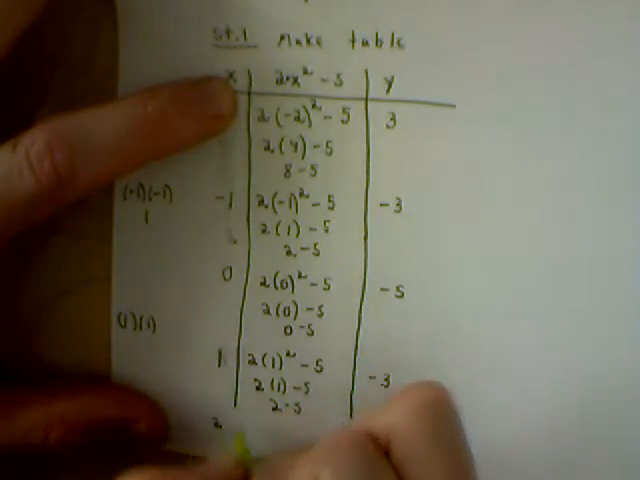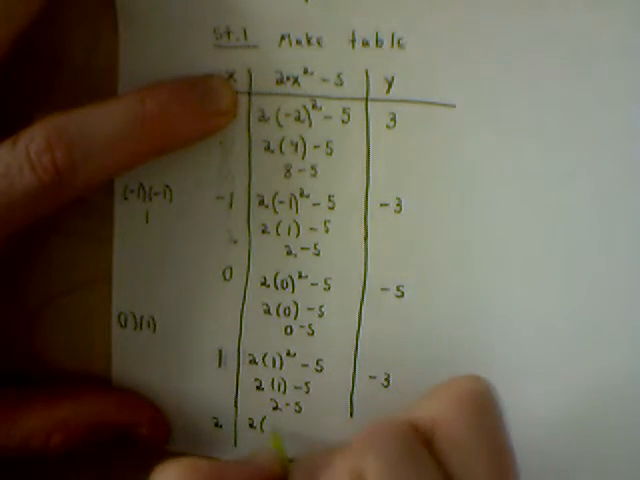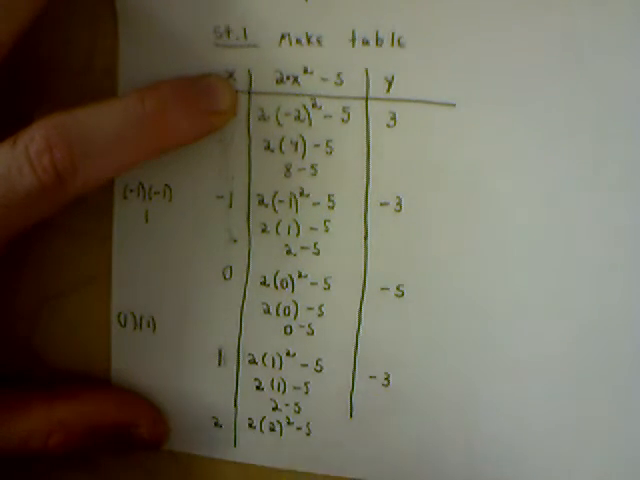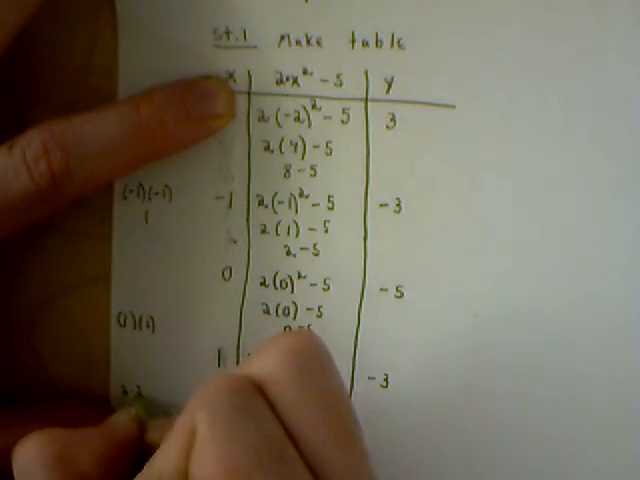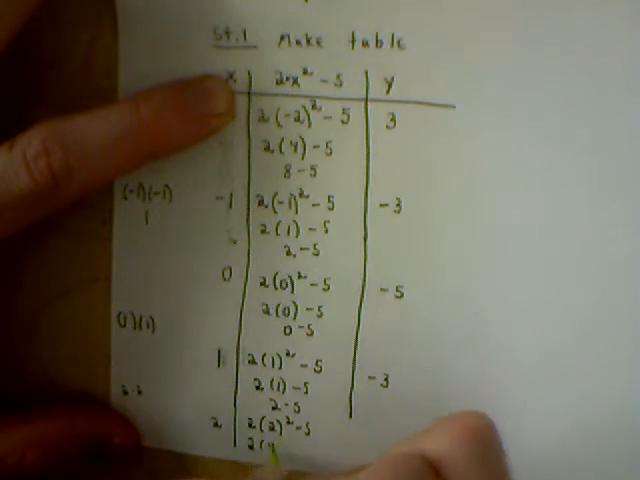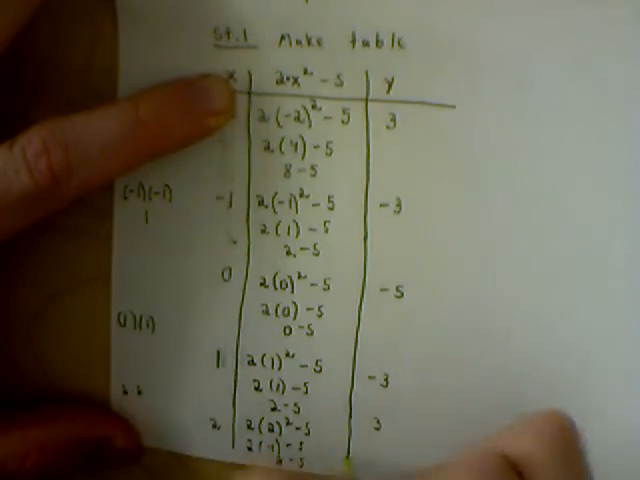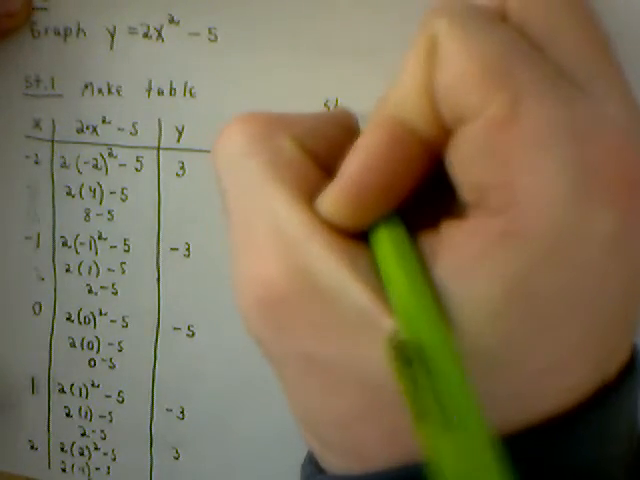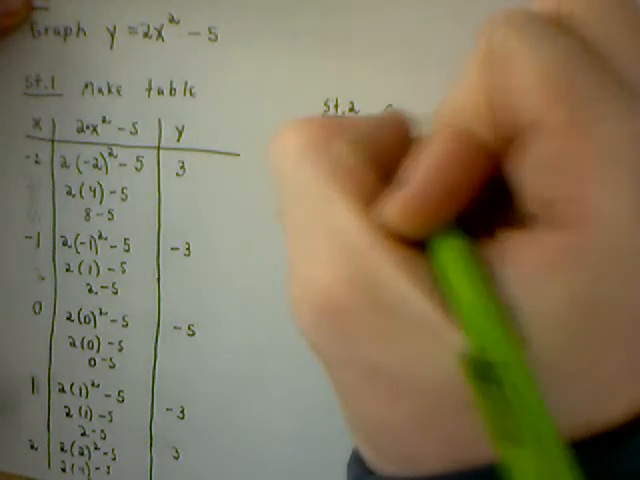My last one I'm going to choose is 2. So now I have 2 times 2 squared minus 5. 2 squared means 2 times 2. So that's 4. 2 times 4 minus 5 is 8 minus 5, which is 3. I now have my ordered pairs. I'm going to go over here, and for step 2, I'm going to graph.